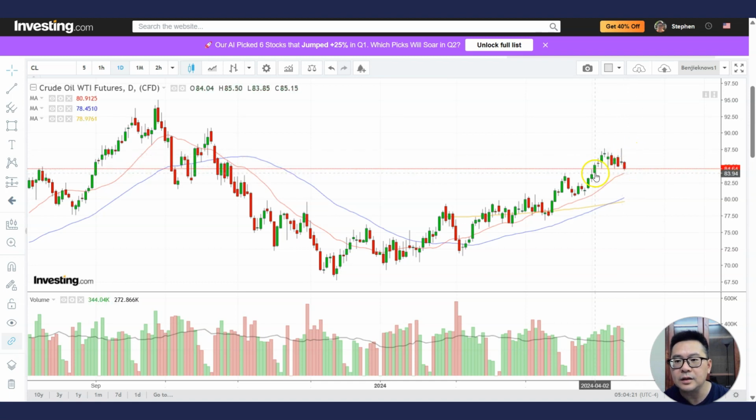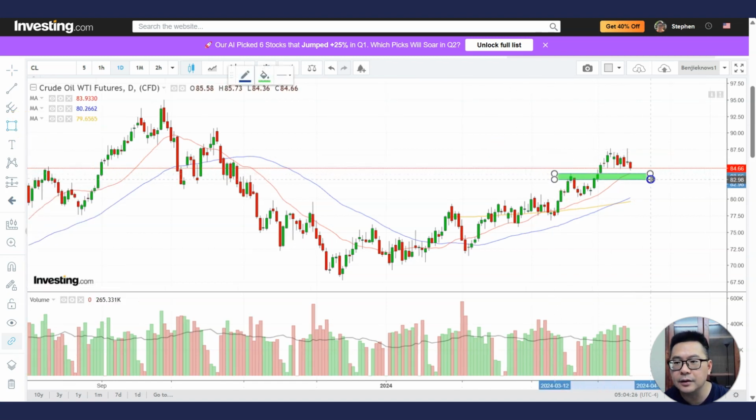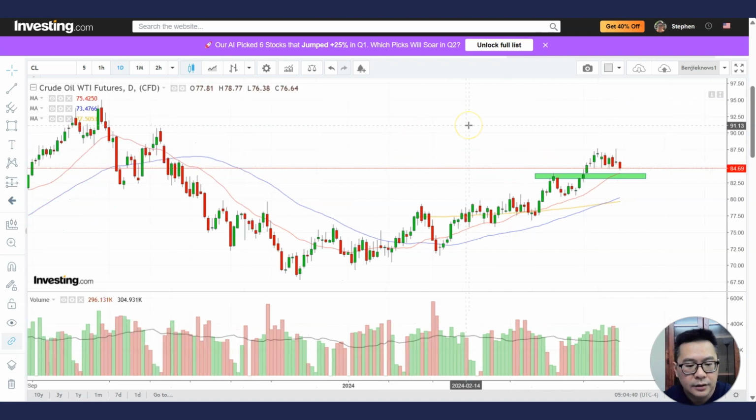And if it stays above this area, this is a spot area, then yeah, you can probably still see it going higher after it breaks above this consolidation here, above the rising 20 MA, 50 MA, and 200 MA. So there's a possibility that the uptrend will still continue higher.